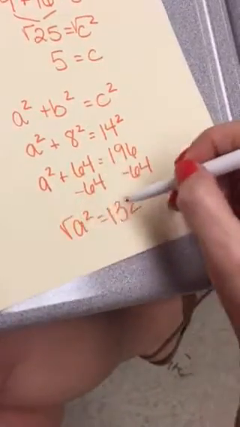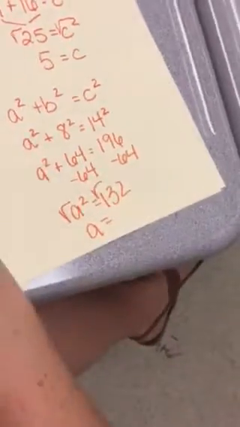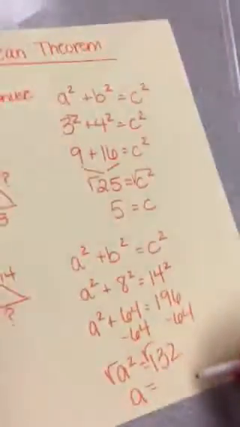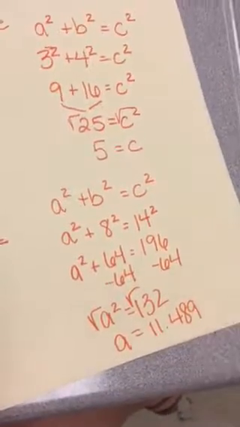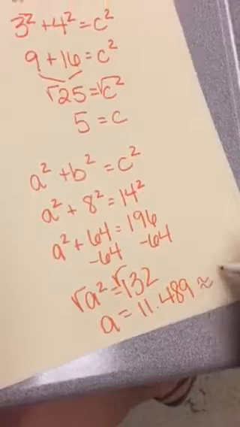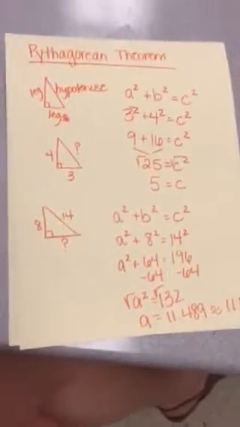So now I'm going to take the square root of both sides. So a squared, the square root of a squared is a. And the square root of 132 is 11.489. So we would say it's approximately 11.5. So that is a quick and dirty review of Pythagorean Theorem.